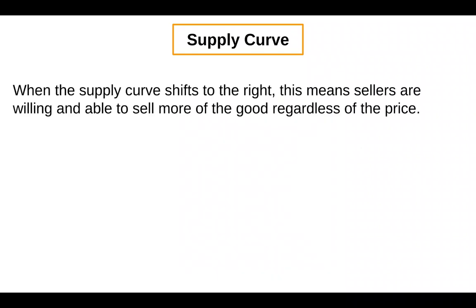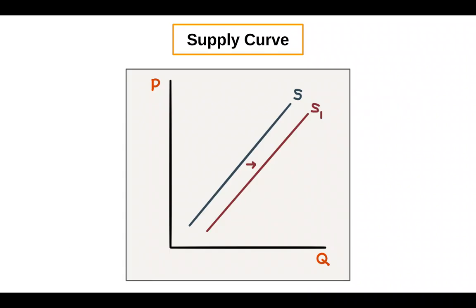And then, of course, the other case: when the supply curve shifts to the right, this means sellers are willing and able to sell more of the good regardless of the price. So right means more, left means less. And of course, this would be how you would draw it. Again, make sure the arrow is pointing to the right and not angling it, particularly down, which would make it look like supply is moving down or less. Not something we want to do. So make sure left is less, right is more.